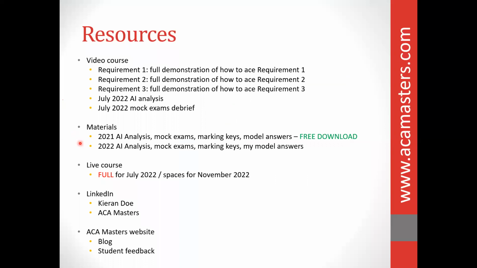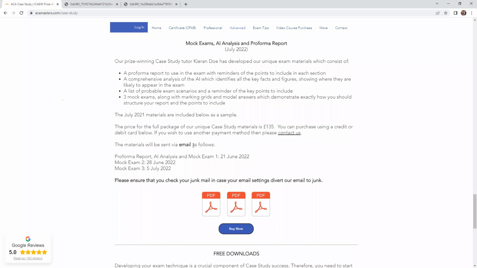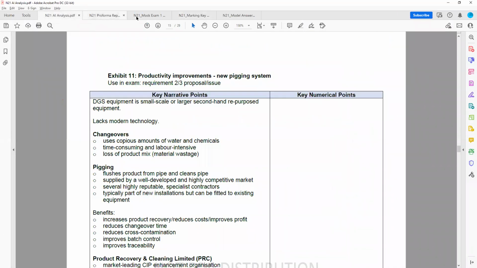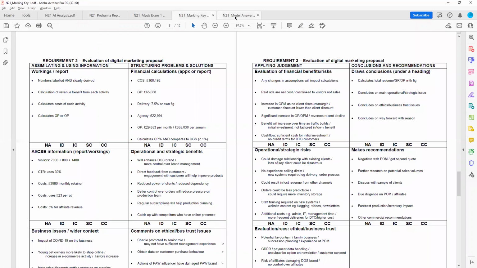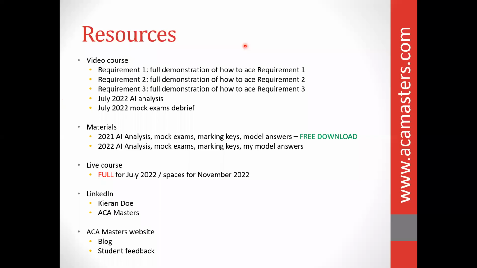And then, of course, our July 22 mock exams will be available. Here are the dates here. But yes, that'll be the pro forma report. It'd be exactly the same as this. It'd be a pro forma report, AI analysis, mock exams with the marking keys and my model answers. So you'll know exactly what to produce on exam day in order to get those top marks for your final ACA exam.